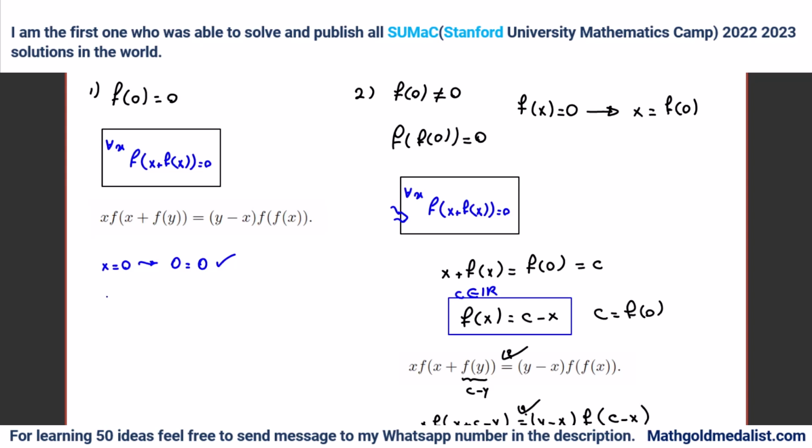X equals 1. Because we know f of 0 is 0, let's consider another thing. y equals 0. Then the left hand side would be what? x times f of x. Right hand side? Sorry, negative x times f of x. So then what can we conclude? f of x equals negative f of x.